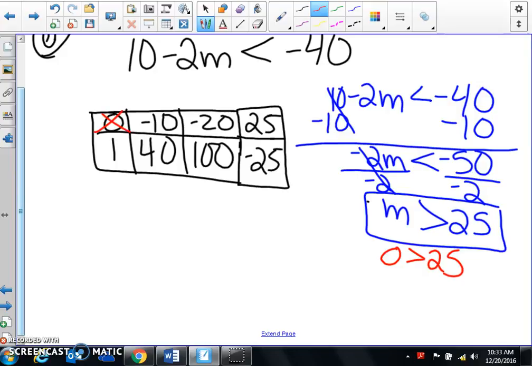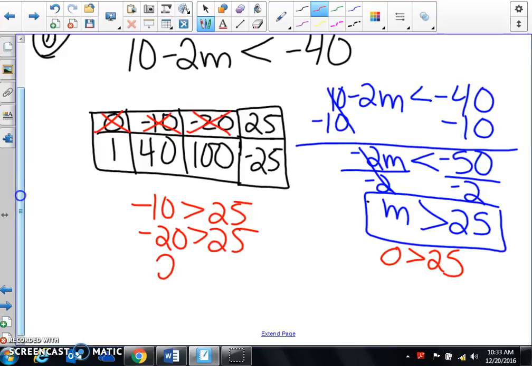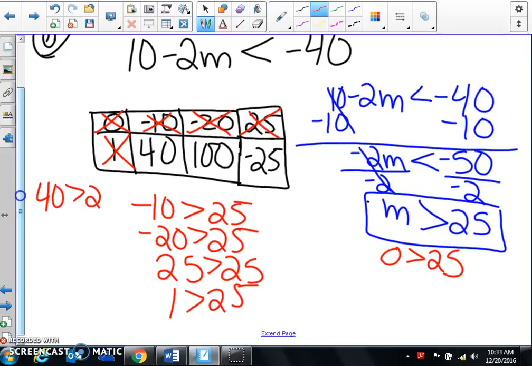Now I would plug in negative 10. Is negative 10 greater than 25? Is the alligator eating the bigger number? No. Negative 20 greater than 25? No. 25 greater than 25? They're equal, but not greater. 1 greater than 25? No. 40 greater than 25?